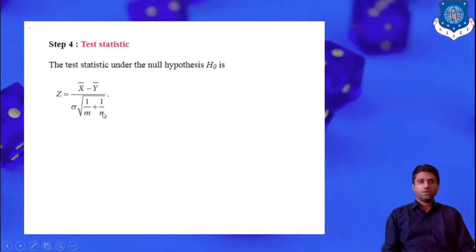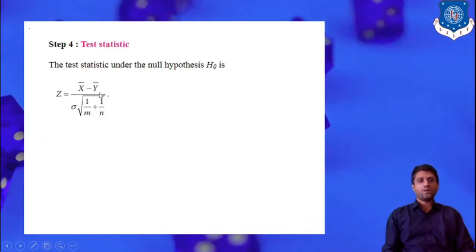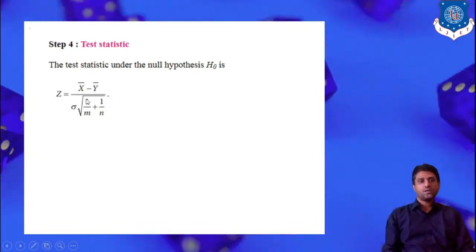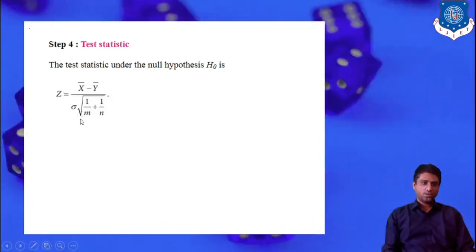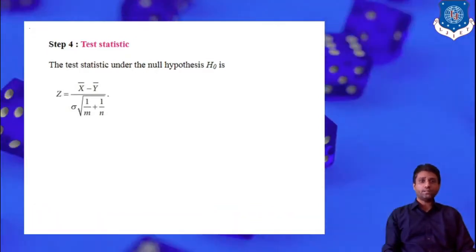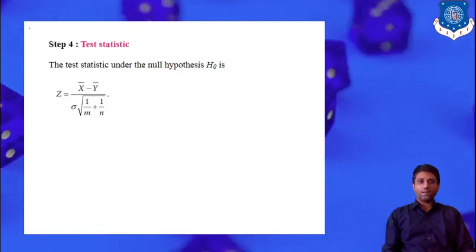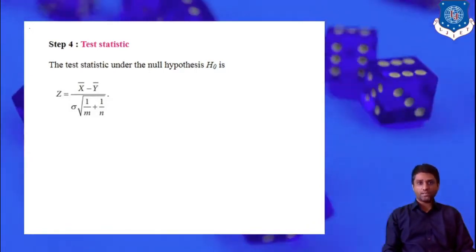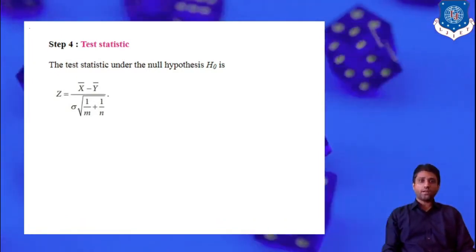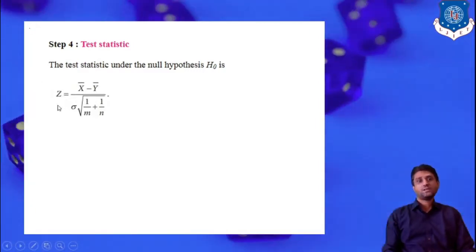Step number 4: as already discussed, we consider the Z statistic, which is equivalent to x bar minus y bar, that is, the means are predefined, divided by sigma, the standard deviation given in the question, times the square root of 1 upon m plus 1 upon n. So these are the main things. You have to see the question carefully. Which statistic parameters are predefined, given in the question, and which are unknown? On the basis of that you have to identify which Z statistic is applicable.